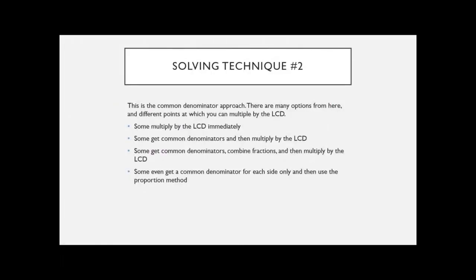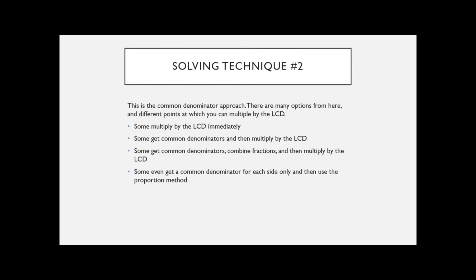Technique 2 is a little more complicated. So this is where your goal, instead of getting a fraction equal to a fraction, is to get a common denominator on everything. And there's multiple orders that you can do this. Some people find the common denominator, but never actually do the math to get the common denominator, and they try to do that in their head and skip that step. So that's what it means by multiplying by the LCD immediately. LCD is least common denominator.